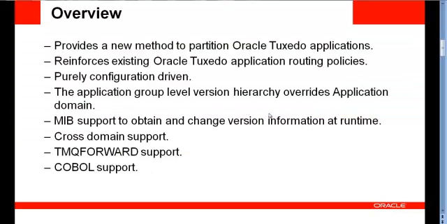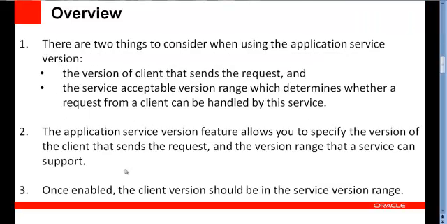The application service version feature provides a new method to partition Oracle Tuxedo applications, reinforces existing Oracle Tuxedo application routing policies, and is purely configuration driven. The application group level version hierarchy overrides the application domain. It also provides MIB support to get and change the version at runtime. It provides cross-domain support, TMQ forward support, and COBOL support.